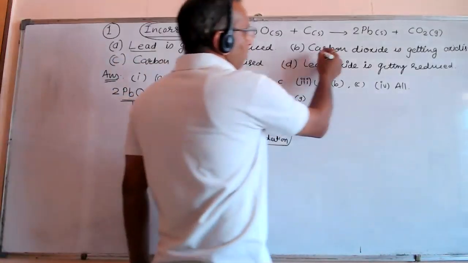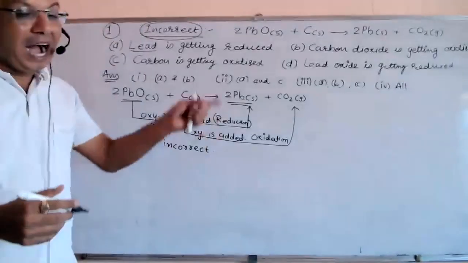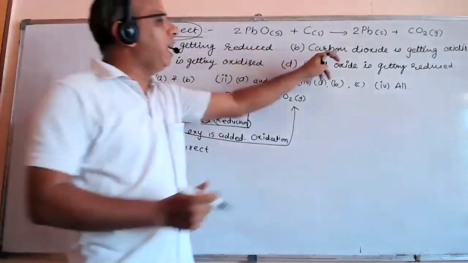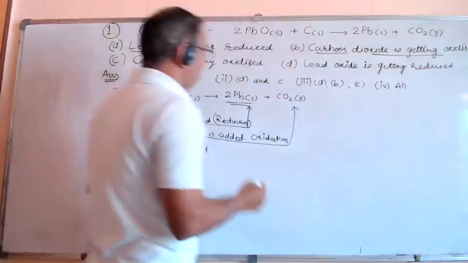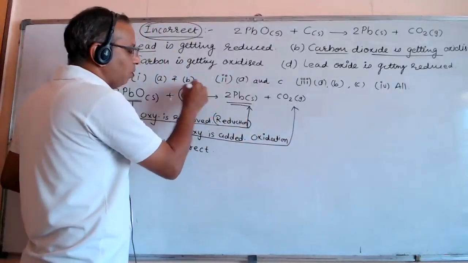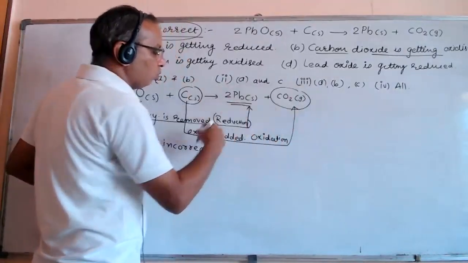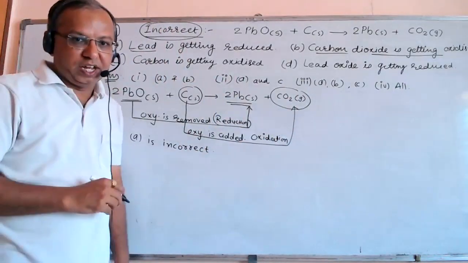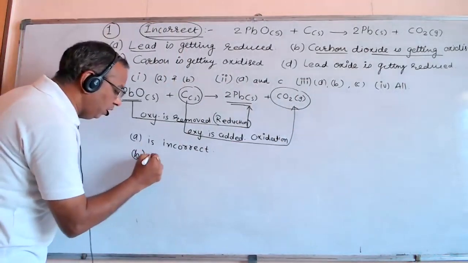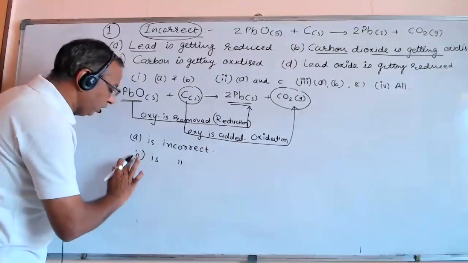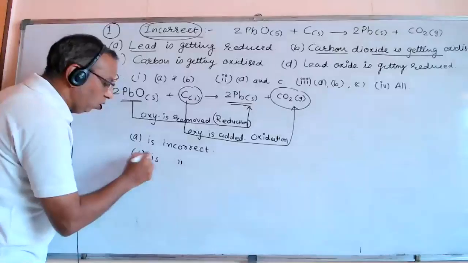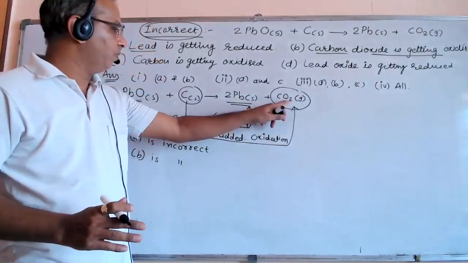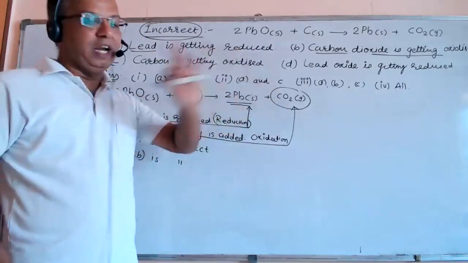Lead oxide is reduced. That's why the first option is incorrect. Second option: carbon dioxide is oxidized. Once again, friends, this is the opposite thing given. Look here, this is carbon. Carbon is oxidized to carbon dioxide. Carbon dioxide is not oxidized. Friends, that's why B is also incorrect, because carbon dioxide is the product. Carbon is oxidized to carbon dioxide.